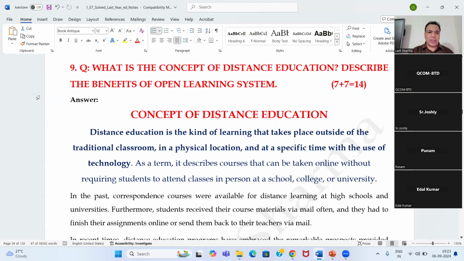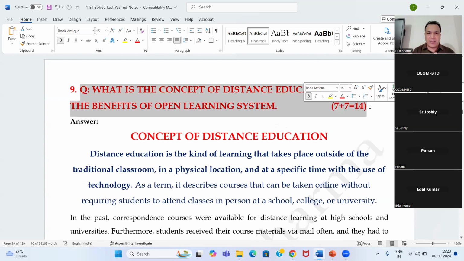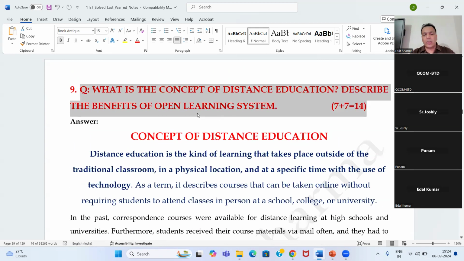Okay, the last question has come. What is the concept of distance education? Describe the benefit of an open learning system. Okay, you must know about distance education and open learning system. Actually, what is the difference in it? Basically it's not a big difference, because the online system is also a distance education system. But what happened in the online system?